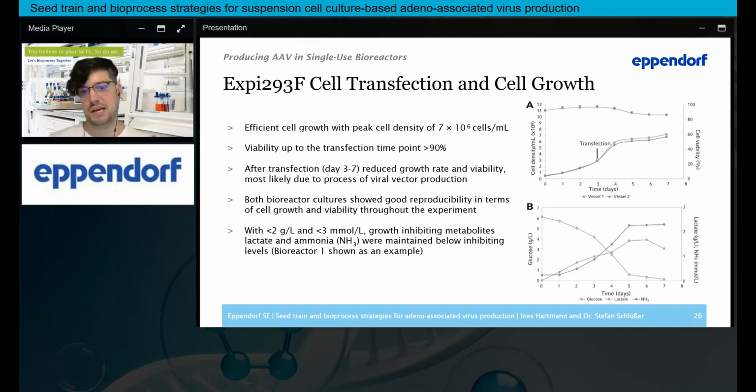And if we now look at the bottom figure, we can see that glucose is basically consumed constantly by the cells, which is expected when they grow. And at the same time, growth inhibiting metabolites like lactate and ammonia were maintained below toxic levels for the cells.